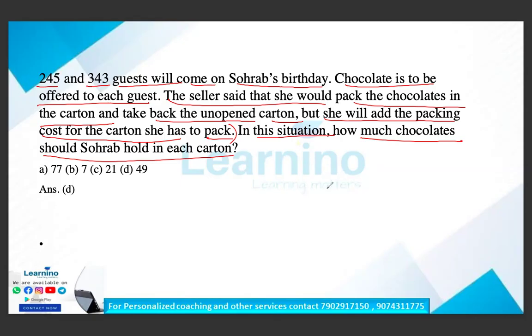So, on finding the HCF by division method, we take the HCF of 245 and 343, which will be the answer. So find this by division method.